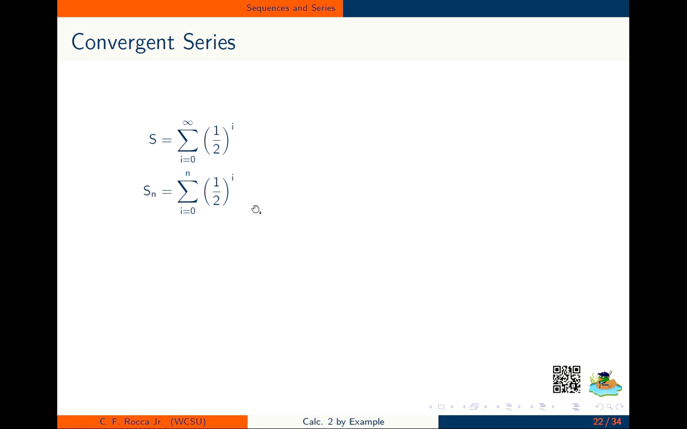But this is a geometric summation, which I said in the previous slide has a very nice formula. It is (1/2)^(n+1) minus 1 over negative 1/2, where the negative 1/2 is again from 1/2 minus 1. If we take the limit of that as n goes to infinity, the (1/2)^(n+1) goes to 0, so I have negative 1 divided by negative 1/2, which gives me a positive 2.